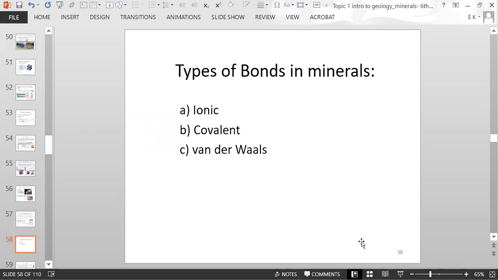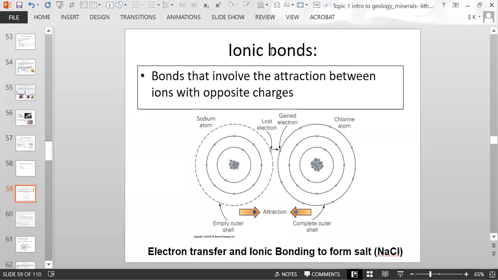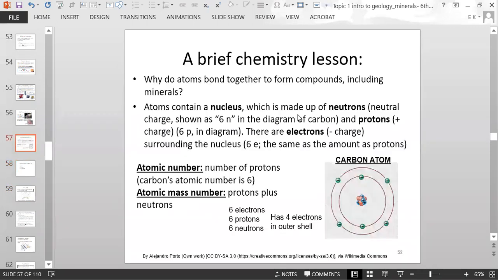So now we're going to talk about bonding of minerals and how minerals actually form from atoms bonding together. You have ionic bonds, covalent bonds, and van der Waals bonds. Ionic bonds are bonds that involve the attraction between ions with opposite charges. Ions are atoms that have a charge. This atom here is neutral, but some atoms can either gain or lose an electron, or multiple electrons, and then they actually gain a charge.